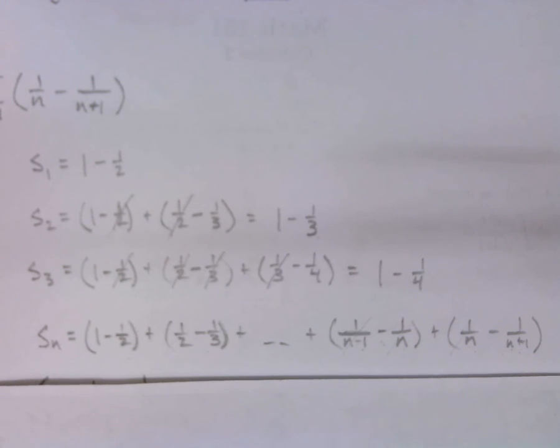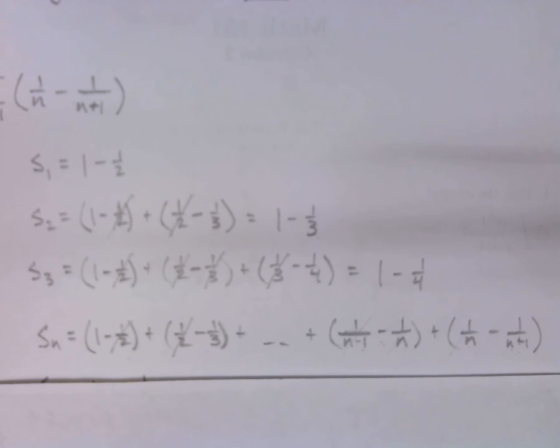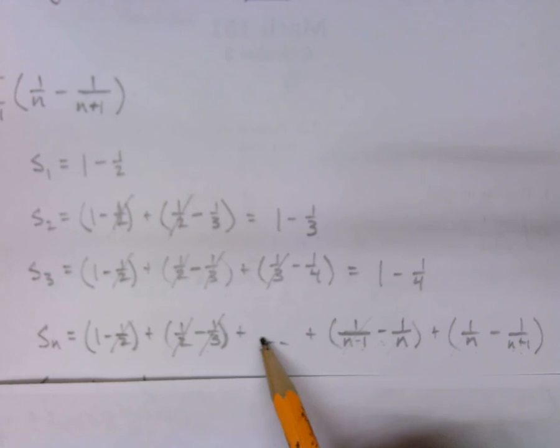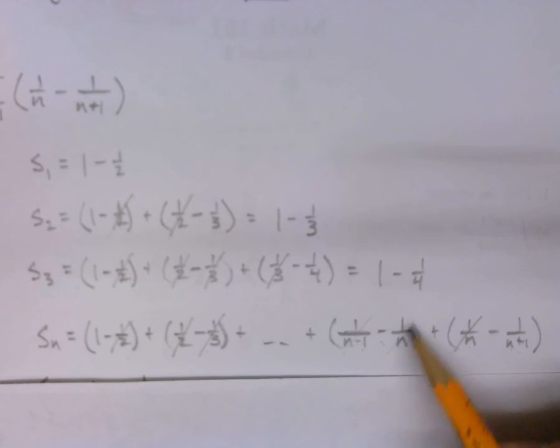Okay, so how would the cancellation play out? Well, the minus 1/2 and the positive 1/2 would cancel. The minus 1/3 would cancel with the unseen positive 1/3 in the next one. And we'll take that same pattern and see how it's going to play out at the end. Well, we can tell these cancel.